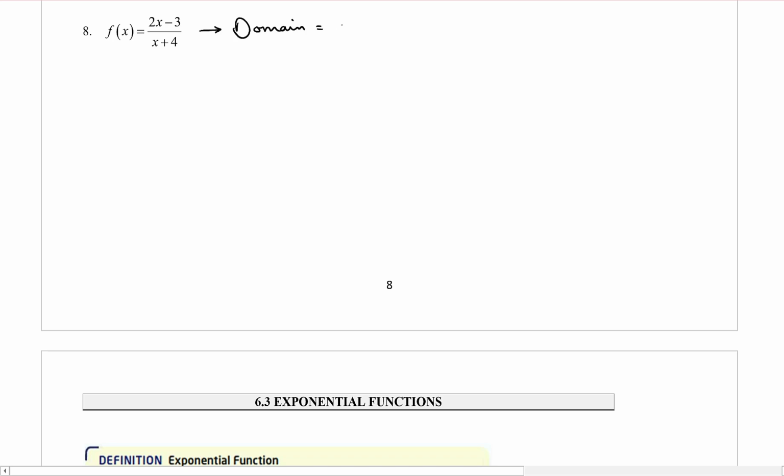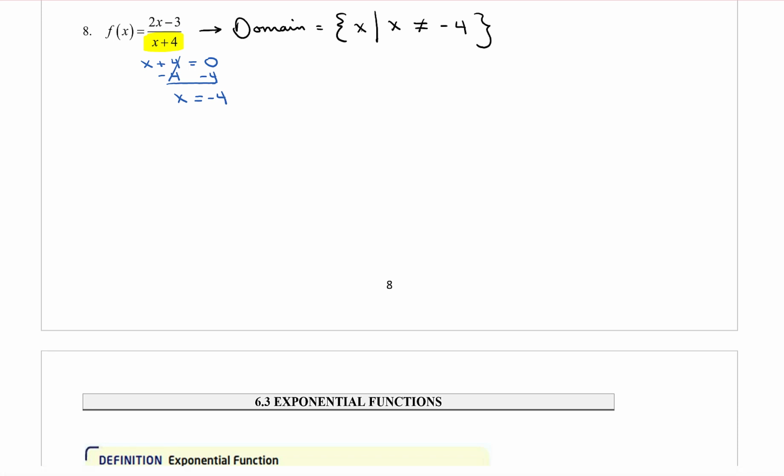Domain. In order to find the domain, I'm going to take what I have in my denominator and set it equal to 0 and solve to find what are my restricted values on our domain. So I get x is equal to -4, but what that really means is that x cannot equal -4, otherwise it's undefined. Good.